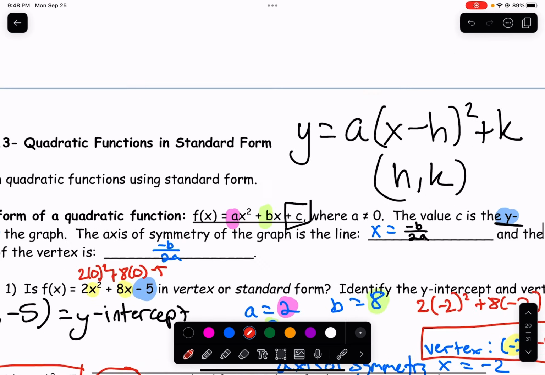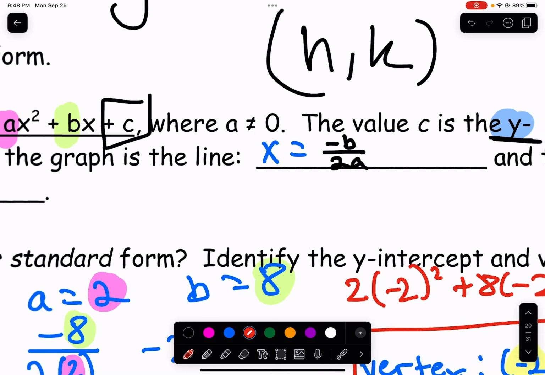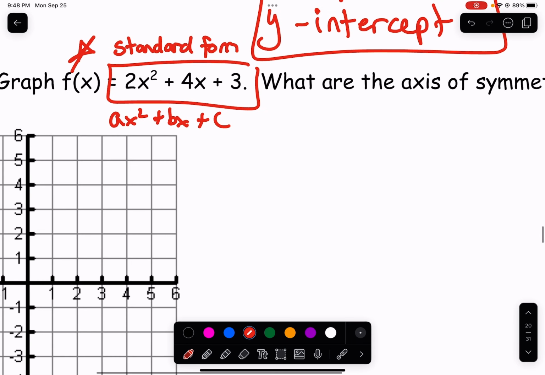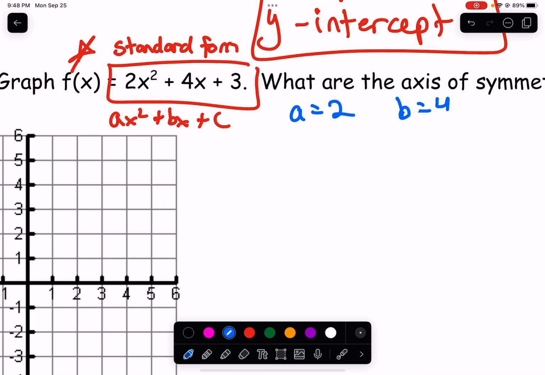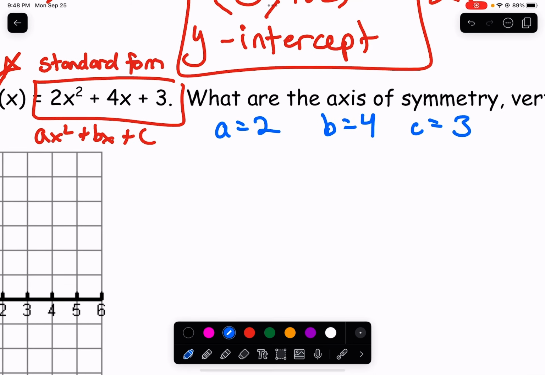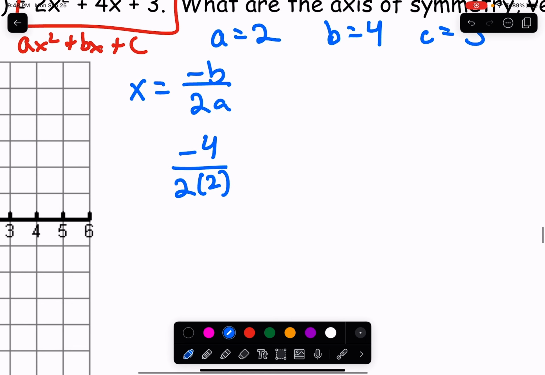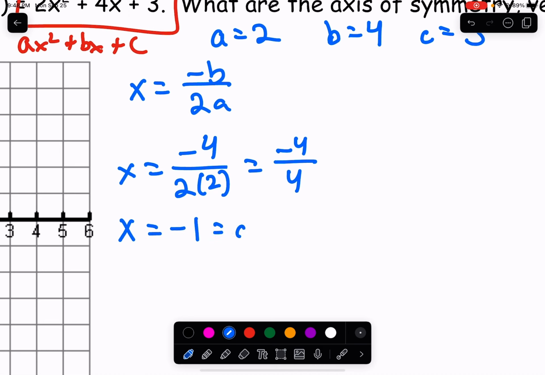All right. So first off, they ask us for the axis of symmetry. If we look back in our notes, to find the axis of symmetry, we have to do x equals -b all over 2a. So first, let's identify what a, b, and c are for this quadratic. My a value is 2, my b value is 4, and my c value is 3. So I am going to do -4 all over 2 times 2, and I end up with -4 over 4, which gives me an axis of symmetry of -1.